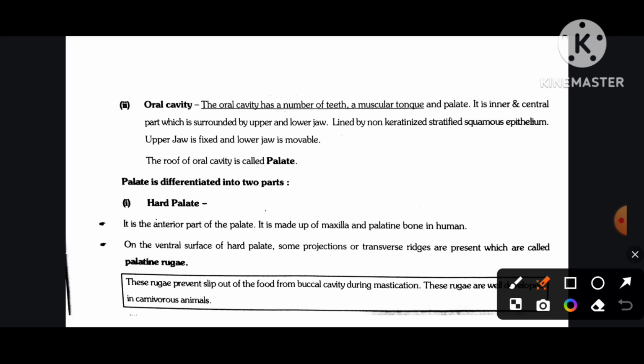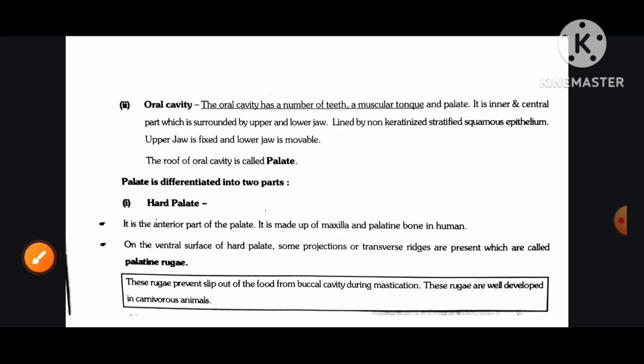Number 1, hard palate. It is the anterior part of the palate. It is made up of maxilla and palatine bone in human. On the ventral surface of hard palate, some projections or transverse ridges are present, which are called palatine rugae. These rugae prevent leaching out of the food from buccal cavity during mastication. The rugae are well developed in carnivorous animals.